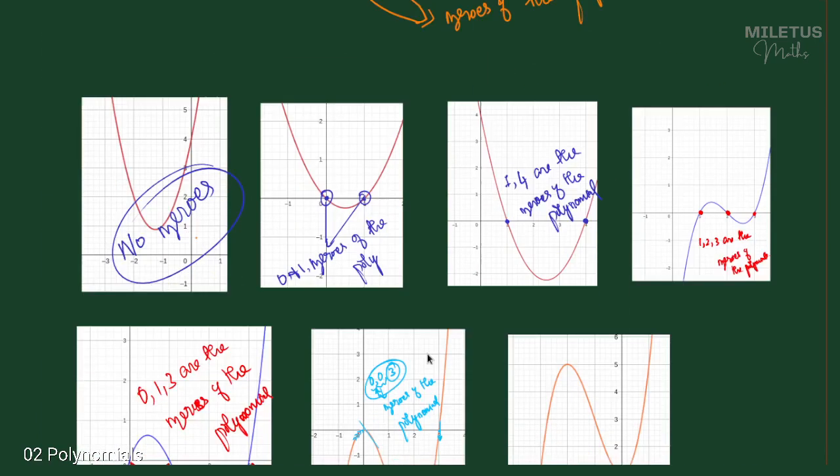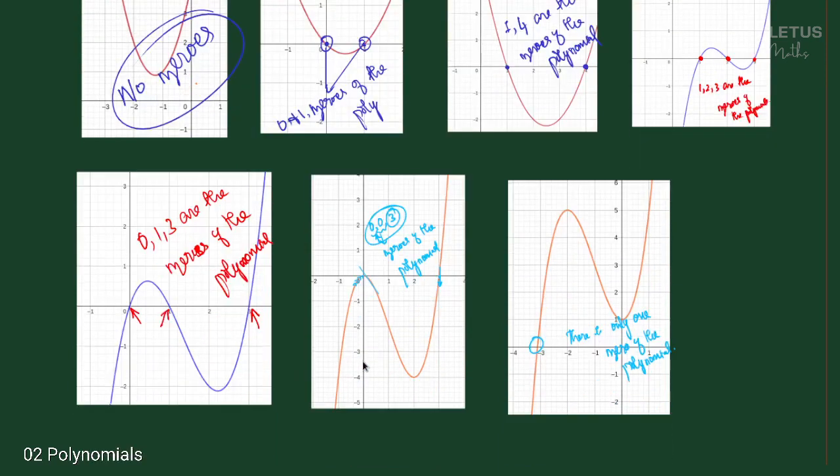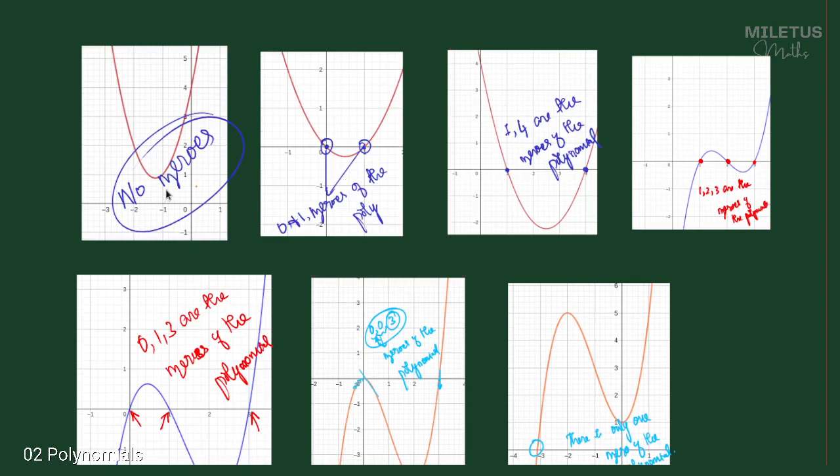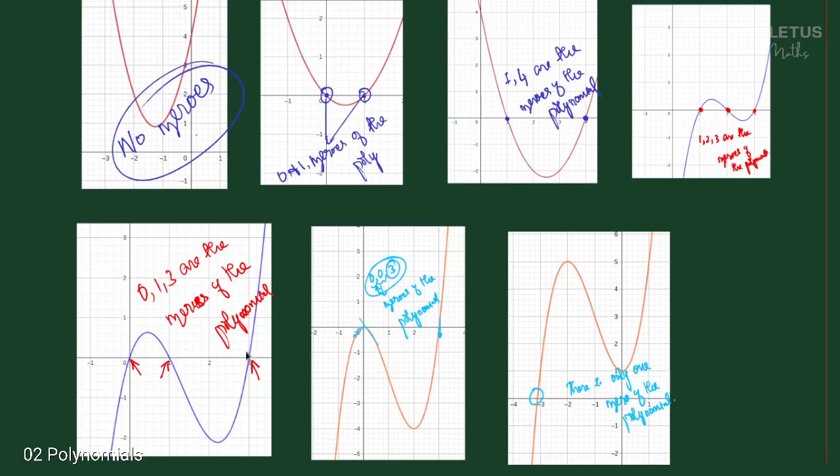In fact, if you see the graphs very clearly, wherever it cuts the x-axis, that gives the number of zeros of the polynomial. So for the first one, there are zero zeros. For the second one there are two. For the third one there are two again. For the fourth one there are three zeros, and for the fifth one again three zeros.